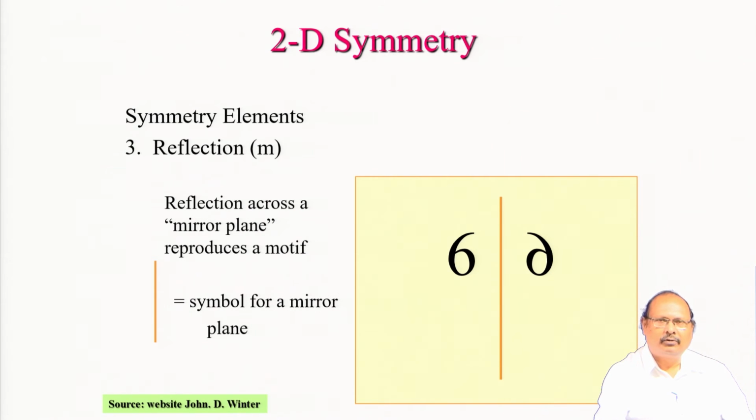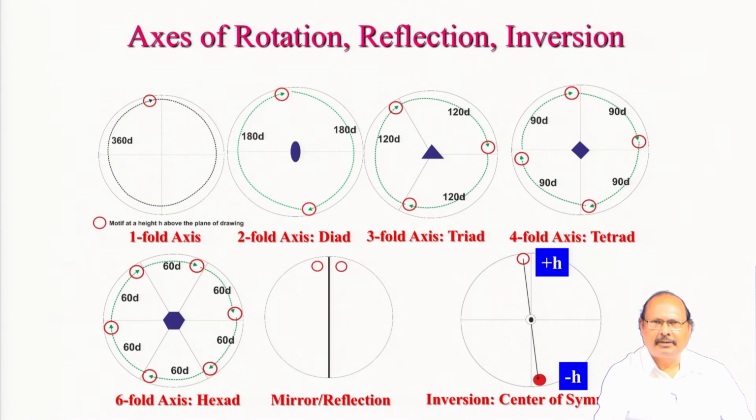The third type of symmetry operation is shown here. If this is a mirror plane, then with respect to the mirror, 6 is reflected and this image is produced here. So, reflection is another type of fundamental symmetry operation, and the symbol of the presence of a mirror or reflection plane is a bold line, or in some cases a bold curved line.